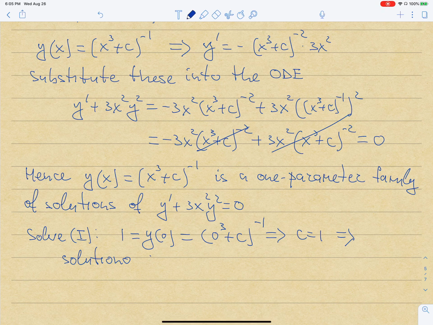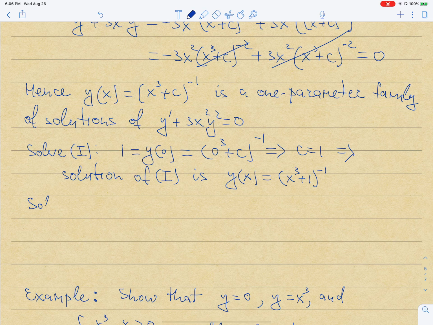of initial value problem 1 is y of x equal to x cubed plus 1 to the power minus 1.